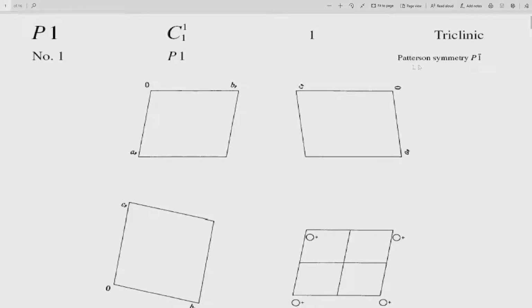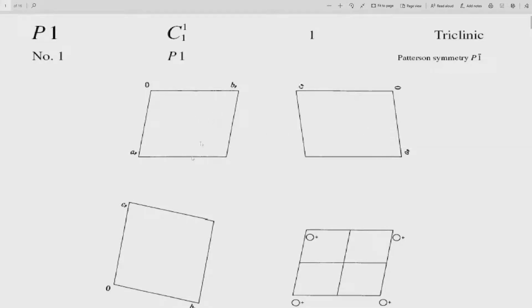Now, something is written down here which we will discuss much later, but what it tells us is that there is something called the Patterson symmetry, which for this space group is P1 bar. So if you look at the Patterson symmetry associated with P1, we get P1 bar. What is Patterson symmetry? We will discuss it when we actually determine the structures of molecules inside crystal lattices in a later class. For now, let us take this off this projection and look at only these: P1, one-fold symmetry, triclinic.